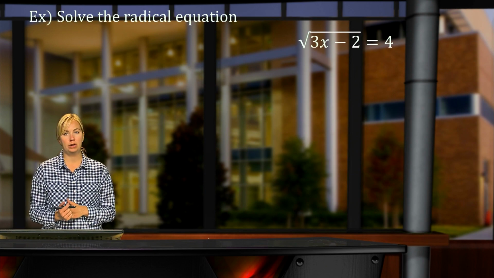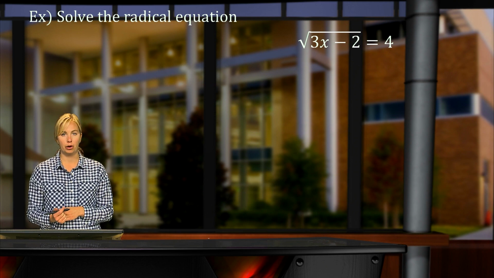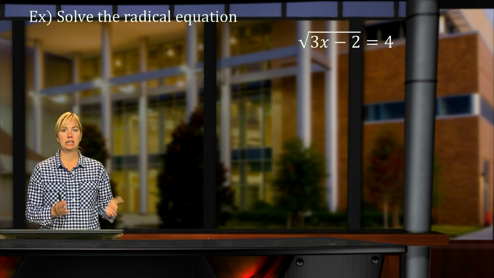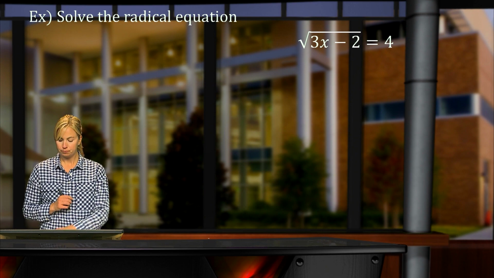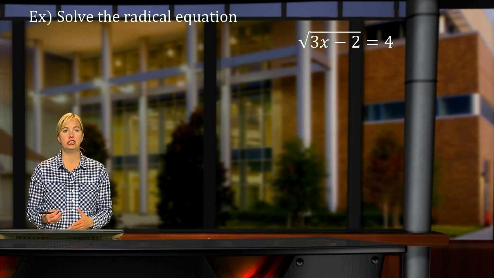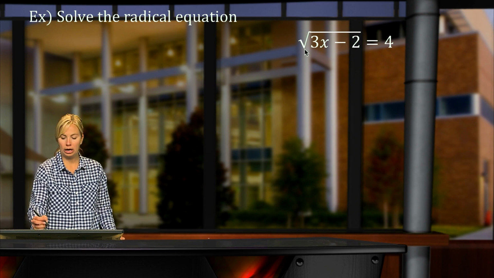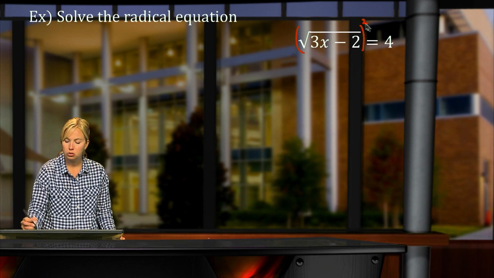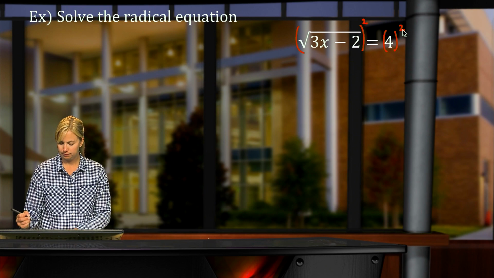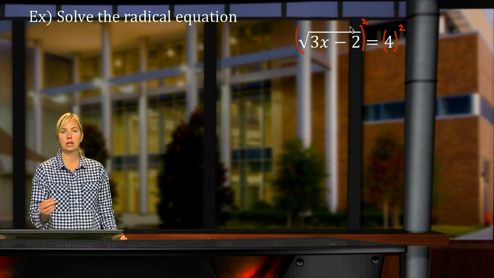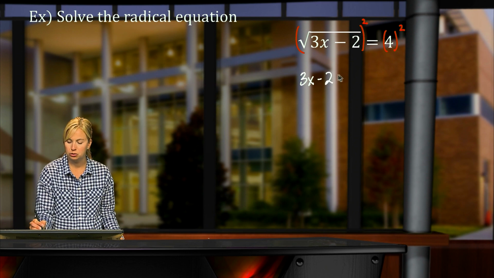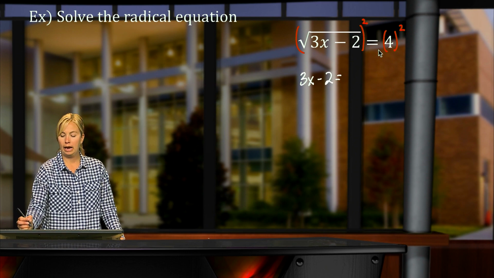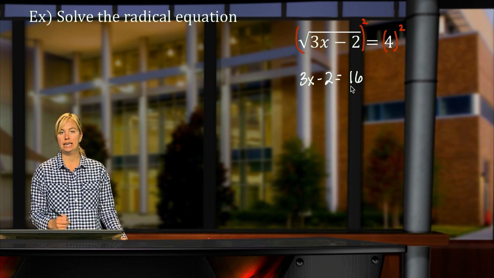The square root of 3x minus 2 equals 4. The first step is to isolate the radical, which we can see that radical expression is all by itself. The second step is to undo that radical. Since this is a square root, we're going to square both sides. When I square the square root, they cancel each other out, so we're left with 3x minus 2 on the left-hand side, and 4 squared is 16.